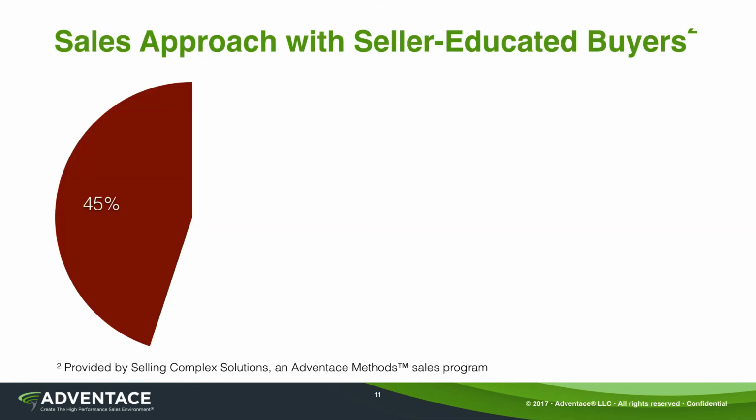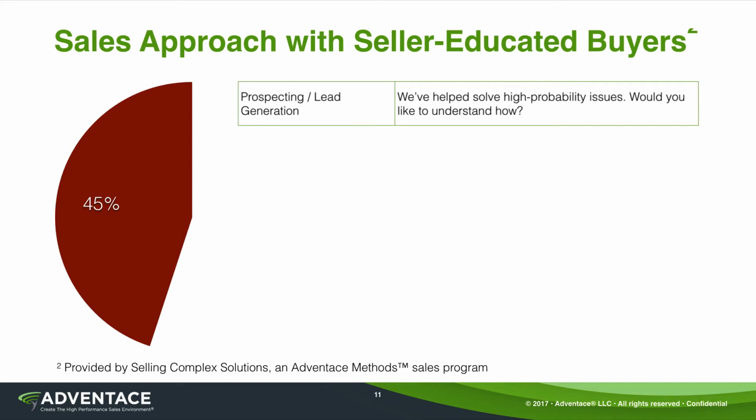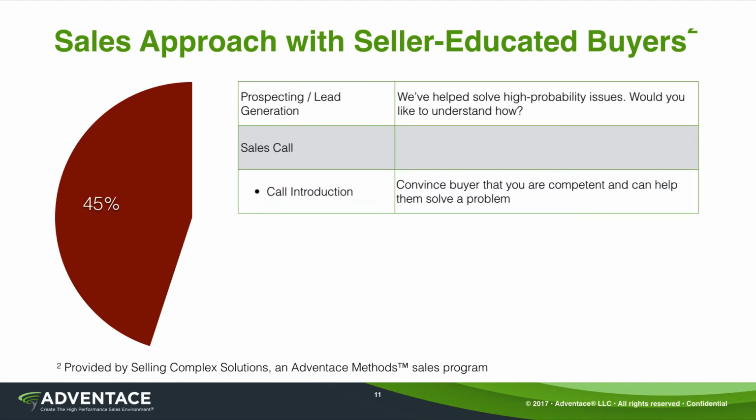Let's apply this now to the approach that sellers should take with seller-educated buyers. When it comes to prospecting, we get buyers to agree to appointments essentially by asking them, would you like to understand how we've helped other people in your industry with your job title solve a high probability problem? Next, let's focus on the sales call and the first component, the call intro. Here, sellers typically have not yet convinced the buyer that they can competently help them solve a problem. So the call intro should accomplish that.